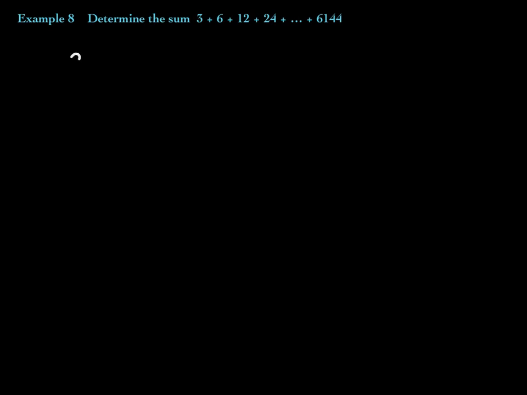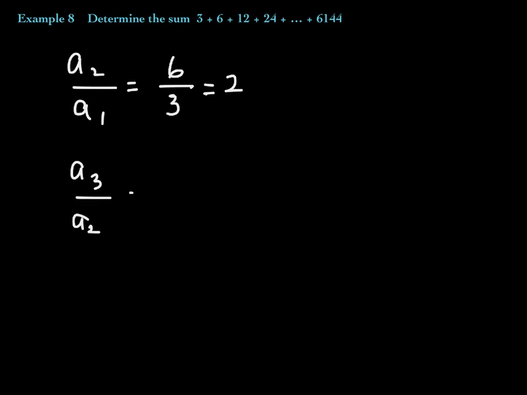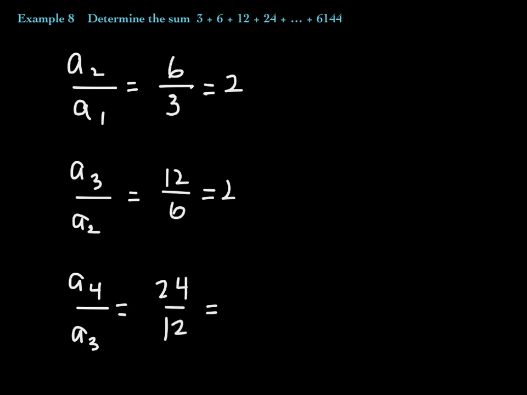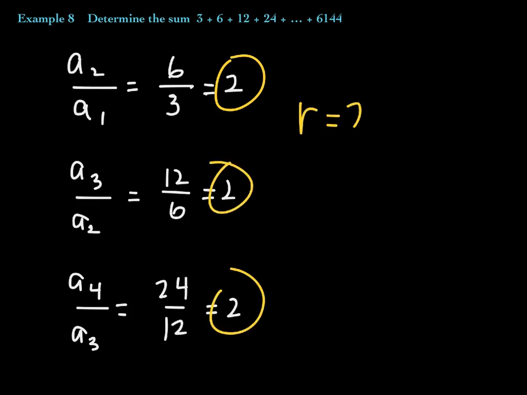If I take the second term divided by the first, I will get 6 over 3. The ratio is 2. If I take the third term divided by the second, I will get 12 over 6, which is also 2. If I take the fourth term and divide it by the third, I will get 24 over 12, which is 2. So I'm seeing that there's a common ratio, 2. Okay? So I know that this is geometric.